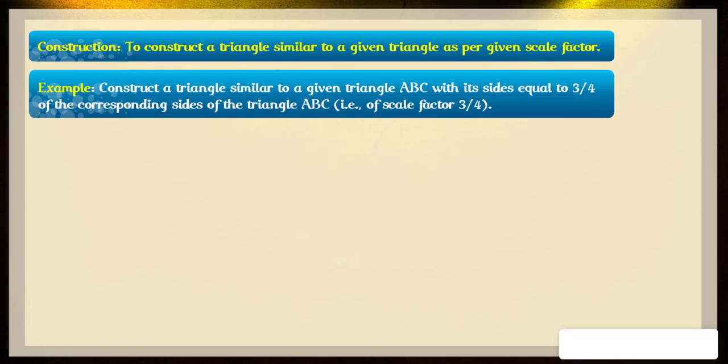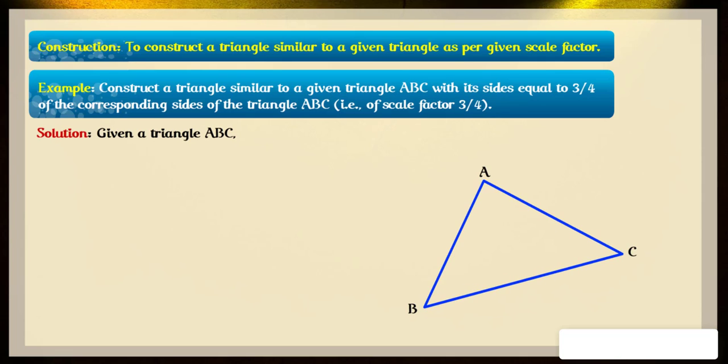Let us take these examples for understanding the constructions involved. Example: Construct a triangle similar to a given triangle ABC with its sides equal to 3 by 4 of the corresponding sides of the triangle ABC, that is, of scale factor 3 by 4. Solution. Given a triangle ABC, we are required to construct another triangle whose sides are 3 by 4 of the corresponding sides of the triangle ABC.